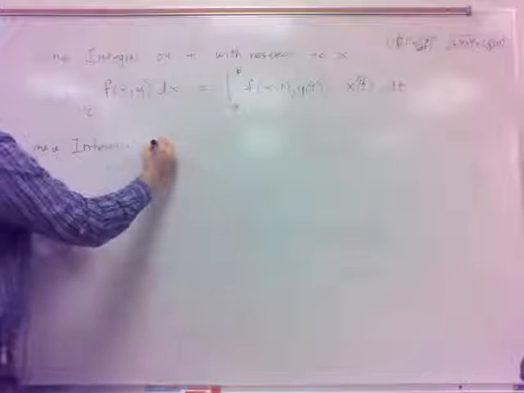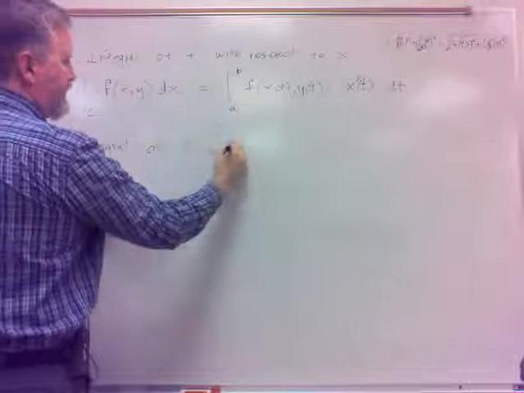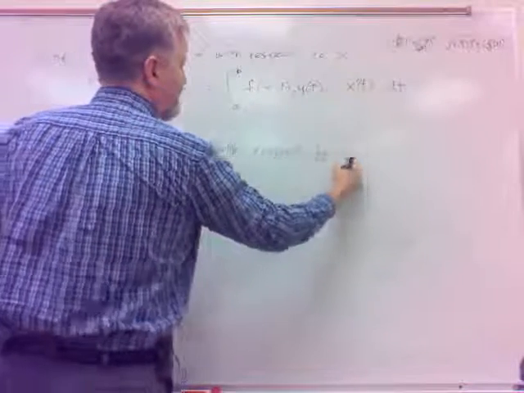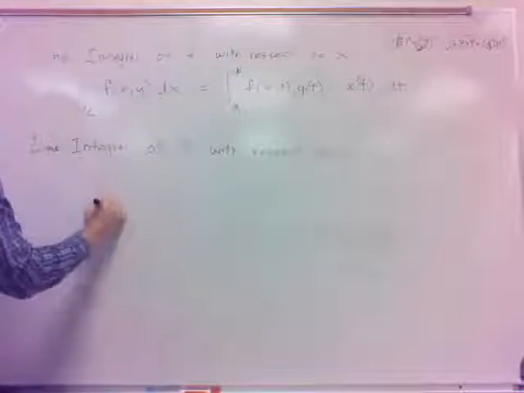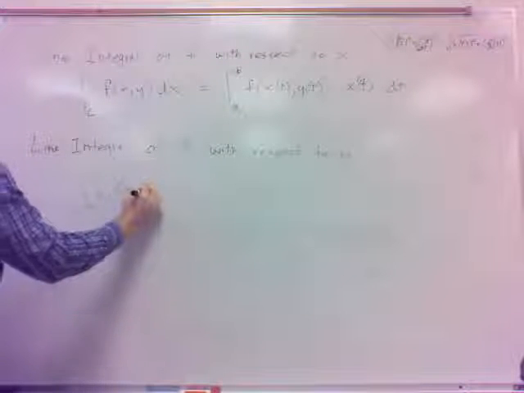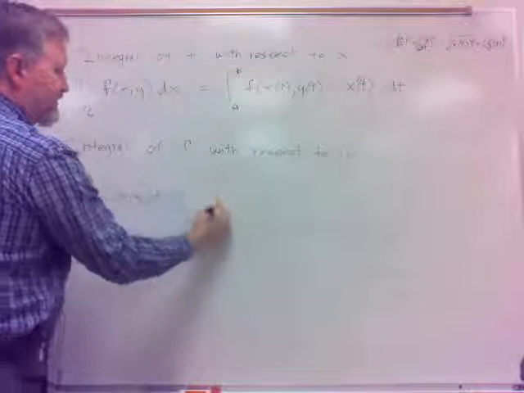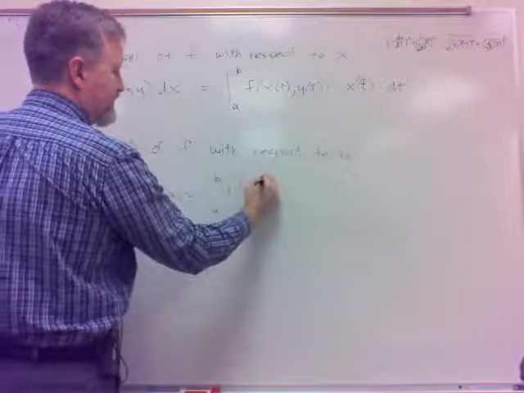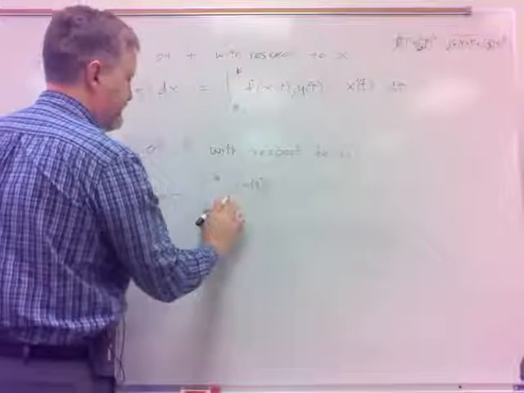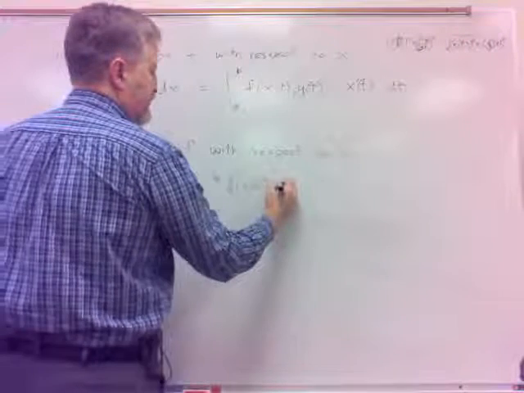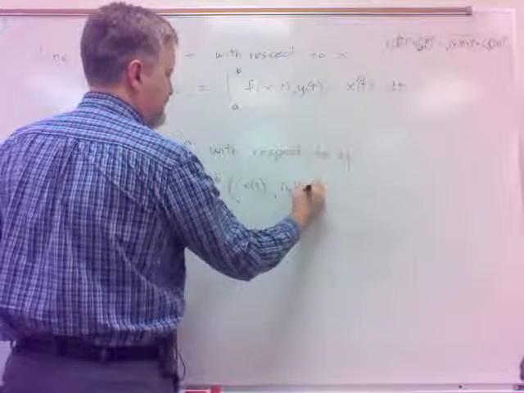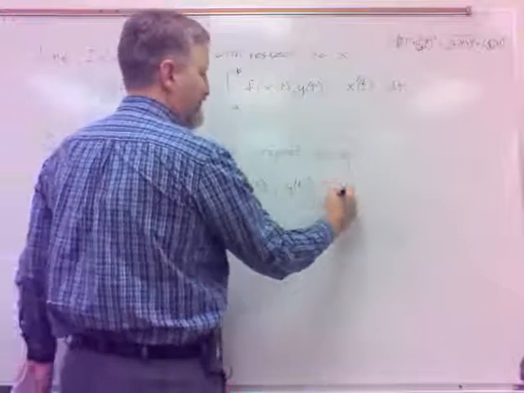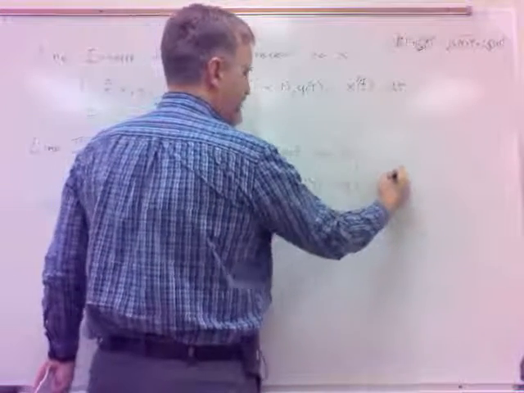The line integral of f then with respect to y, guess what? Same deal. It is the integral from a to b of f of x of t, comma y of t, and then the y prime is all that shows up over here, dt. Right?